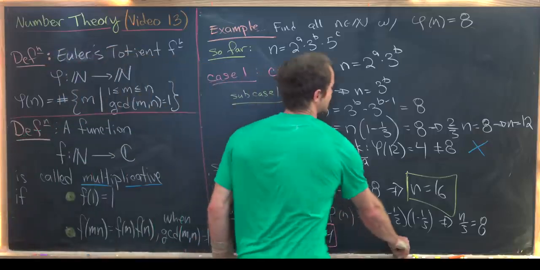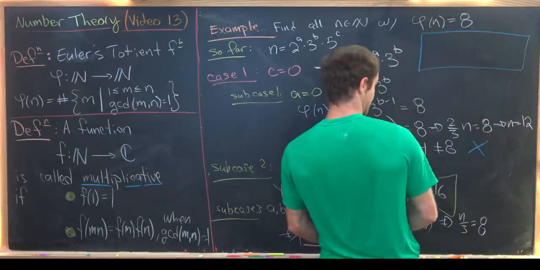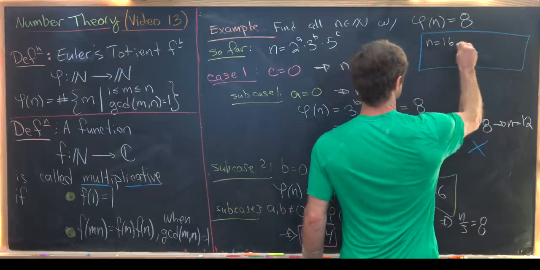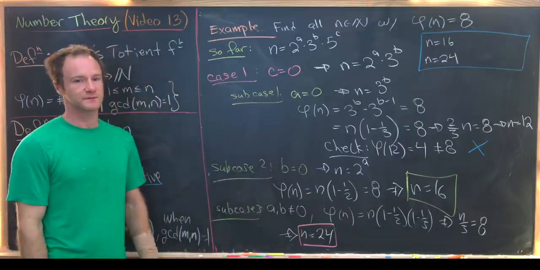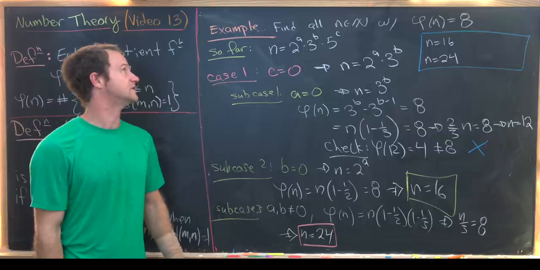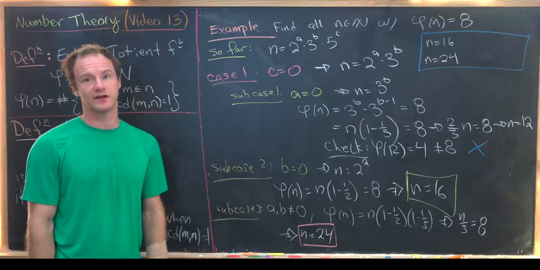Okay, so let's maybe summarize what we have so far up here. So we see that n equals 16 works and n equals 24 also works. And I think that's maybe enough to do on this example. Maybe I'll leave it as a warm-up to check the other cases.